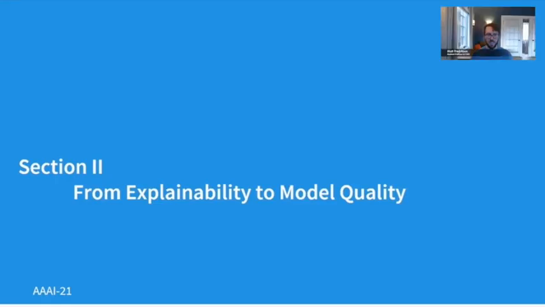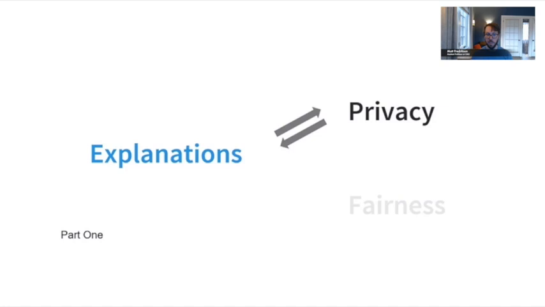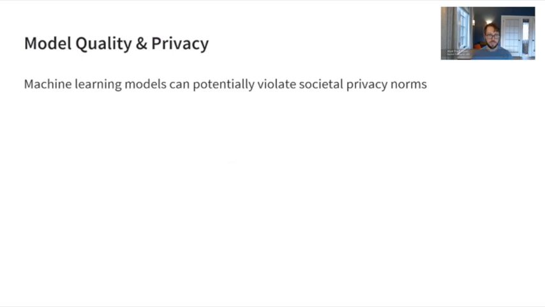In this section of the tutorial, we're going to talk about how explainability and explanation techniques can shed light on various aspects of model quality. In particular, I'll begin by talking about privacy, and then hand things off to Anupam, who will discuss fairness.